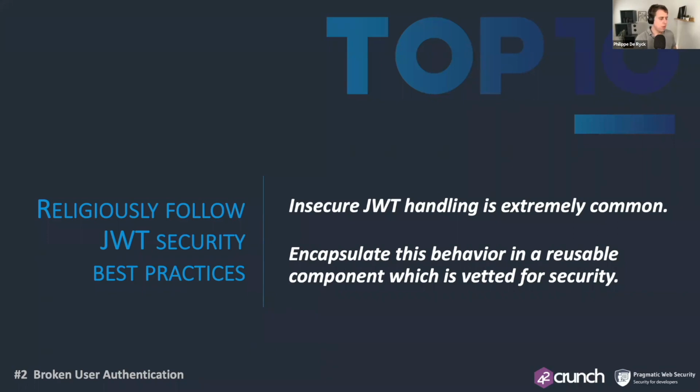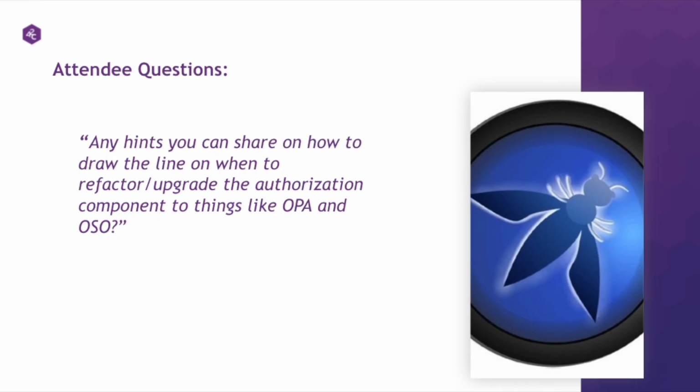What do you think, Colin? Are we good? Can we dive into sensitive data exposure and mass assignment? Yeah, we're good. Do you want to just grab these 2 questions that we've got? So we got a question come in about any hints on how you can draw the line between when you have to refactor and upgrade your authorization to go to something like OPA and OSO. So when are things getting too complicated, and is there an easy way to graduate and shift across, or do you have to do that all in one fell swoop?